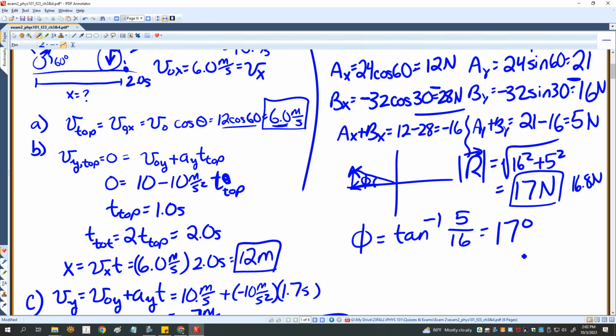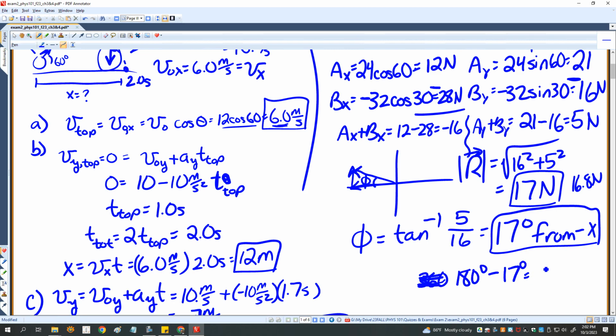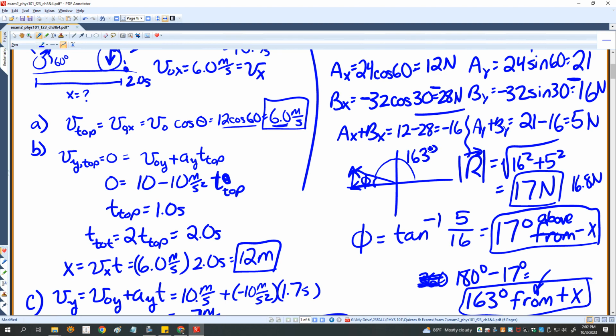So that is the angle phi, or this is from the negative x. That would have been what I was looking for. Or you could have said 180 degrees minus 17 degrees, which is 163 degrees from the plus x. Actually, I would have preferred here not from, but above the negative x, because we can report angles above or below the x-axis, but when you report it in this way, it's assumed that it's measured counterclockwise. That would be 163 degrees.